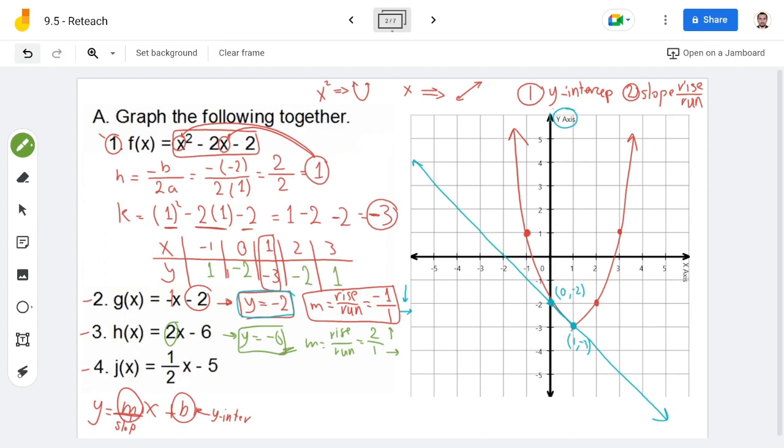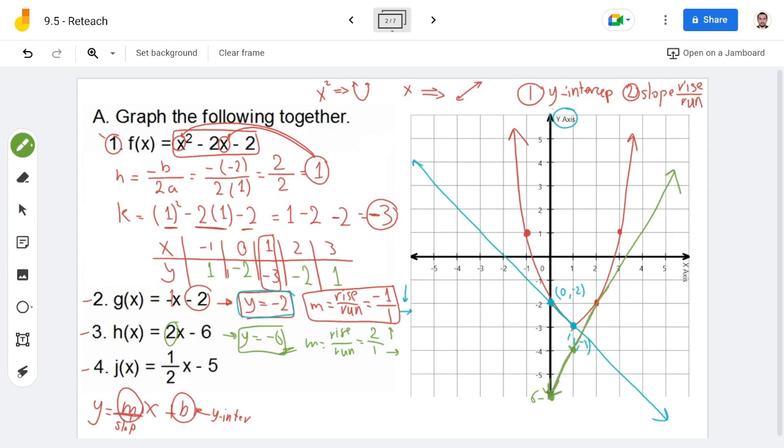Now, let's start from the negative 6. So negative 6 should be somewhere here. This one is negative 6. Now, 2 up, 1 to the right. 2 up, 2 to the right. So my point should be here. Now, let's graph our line. So if I graph my line, it should be something like this.